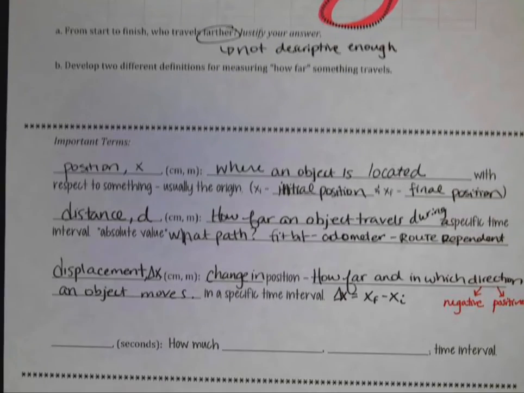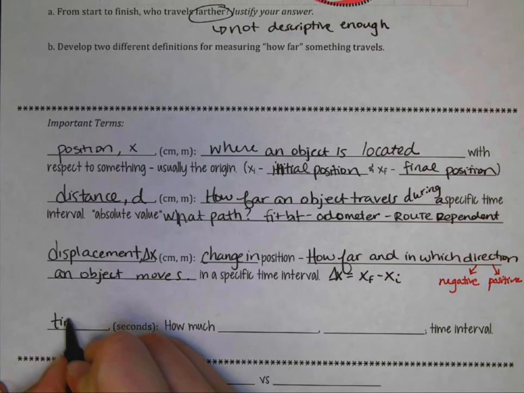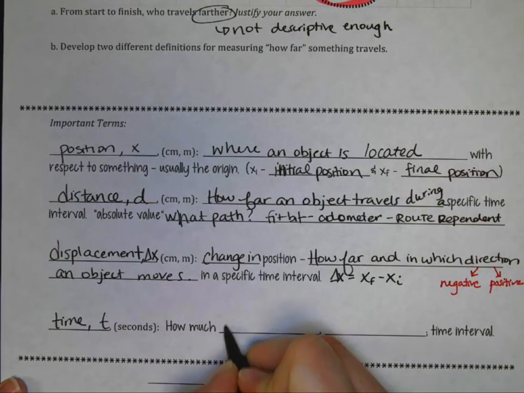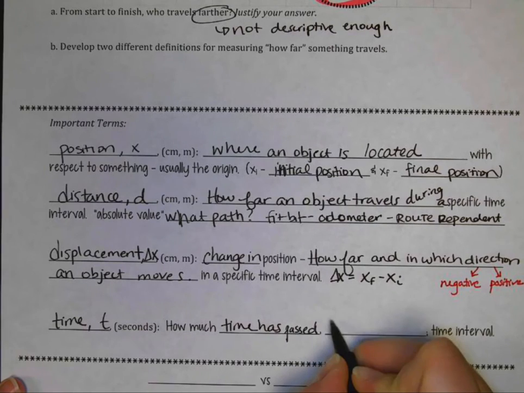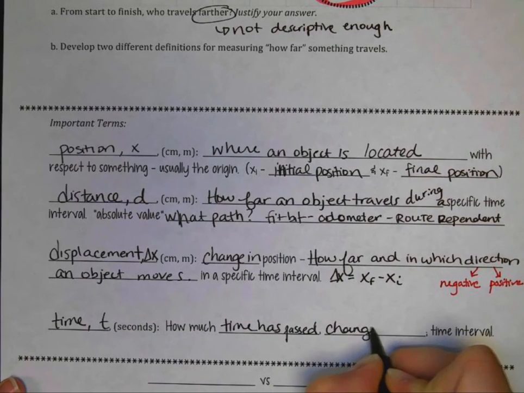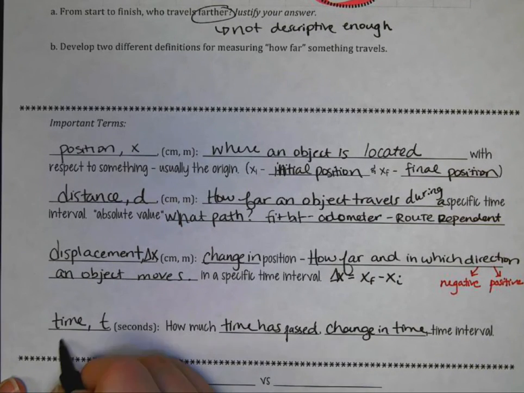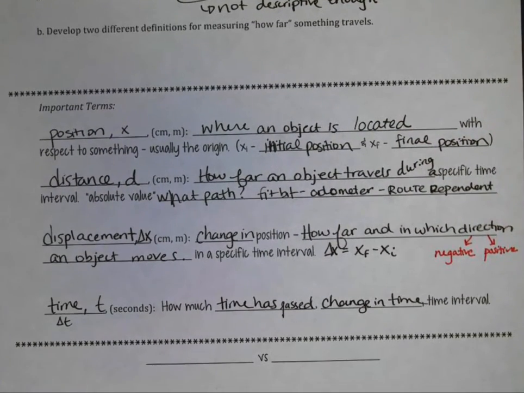The last one we had down there is time, abbreviated with a lowercase t, measured in seconds. This is not the best definition, but it's how much time has passed, or the change in time, or sometimes talked about as time interval. Technically, it's really delta t, but most people just don't write the delta down, so we'll get used to that as well.